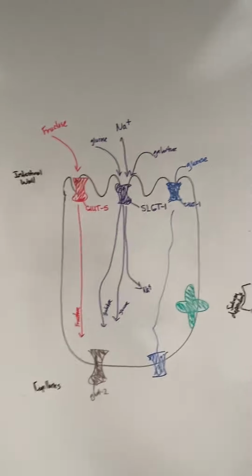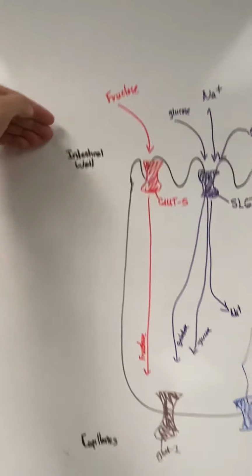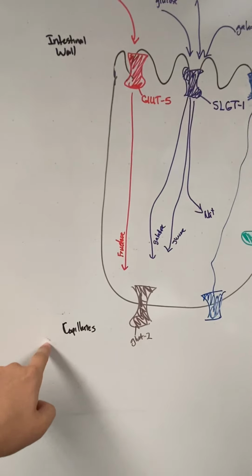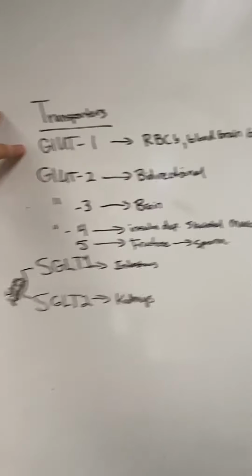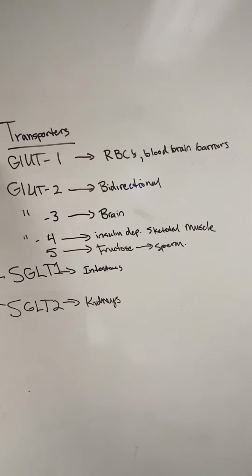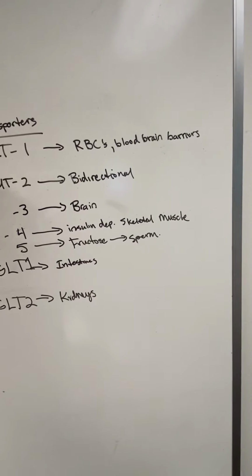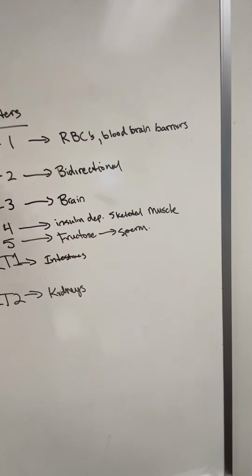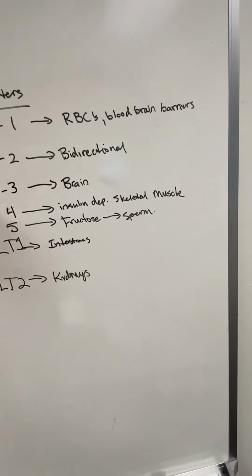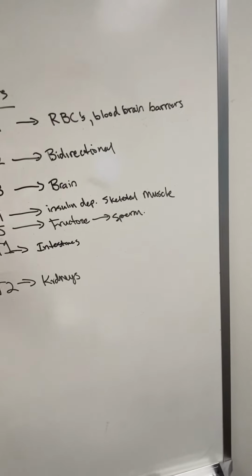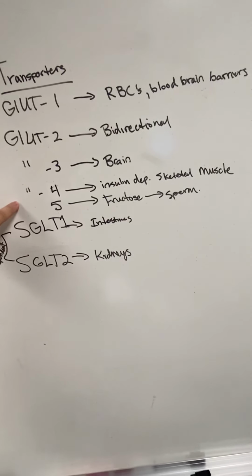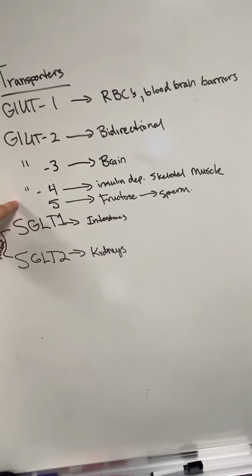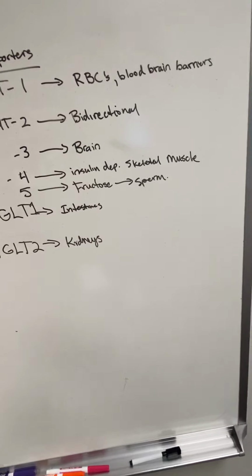But so here's food in the intestinal wall, and it travels through, gets the glucose to go to the capillaries, okay? So GLUT1 is for the red blood cells, but pretty much you can think of blood-brain barriers for GLUT1. GLUT2 is bidirectional, so it can go either way. GLUT3 is for the brain. GLUT4 is insulin dependent, and it's mainly for skeletal muscle.